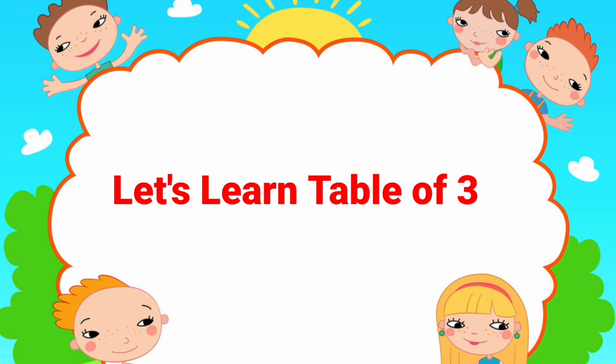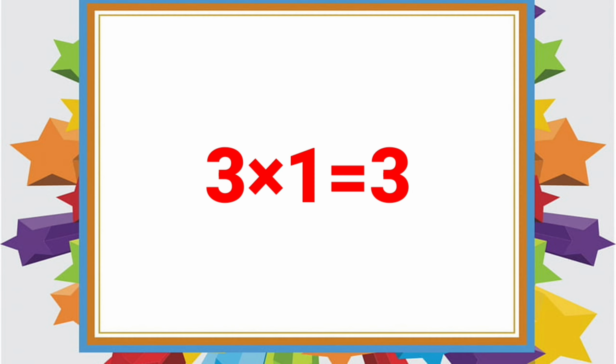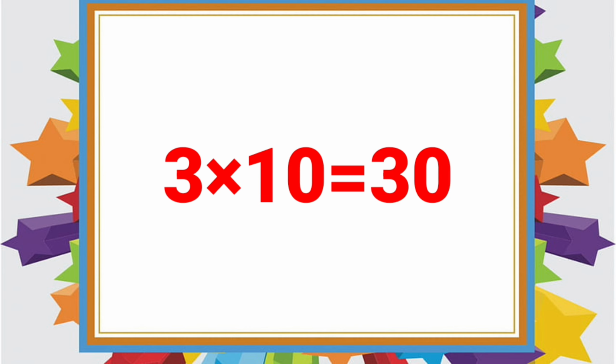Let's learn table of 3. 3 ones are 3. 3 twos are 6. 3 threes are 9. 3 fours are 12. 3 fives are 15. 3 sixes are 18. 3 sevens are 21. 3 eights are 24. 3 nines are 27. 3 tens are 30.